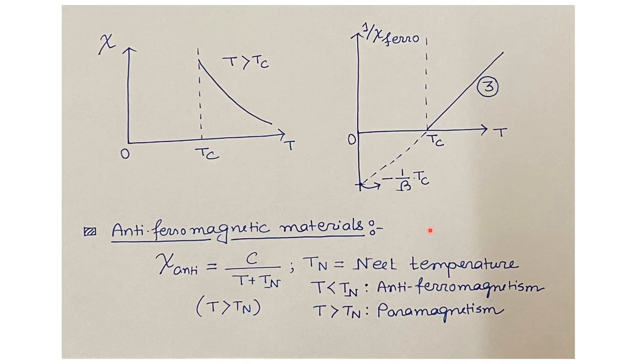Then for the antiferromagnetic material, the susceptibility is given by C by T plus Tn. Here C is the constant and Tn is known as the Neel temperature. So it is a phase transition temperature. Basically for temperature less than Tn, the material will be in the antiferromagnetic state, but for T greater than Tn, it will have a phase transition and it will go into the paramagnetic state.